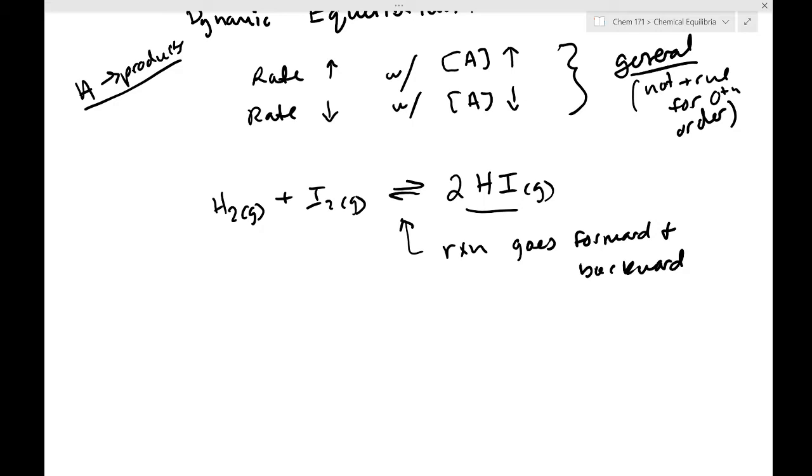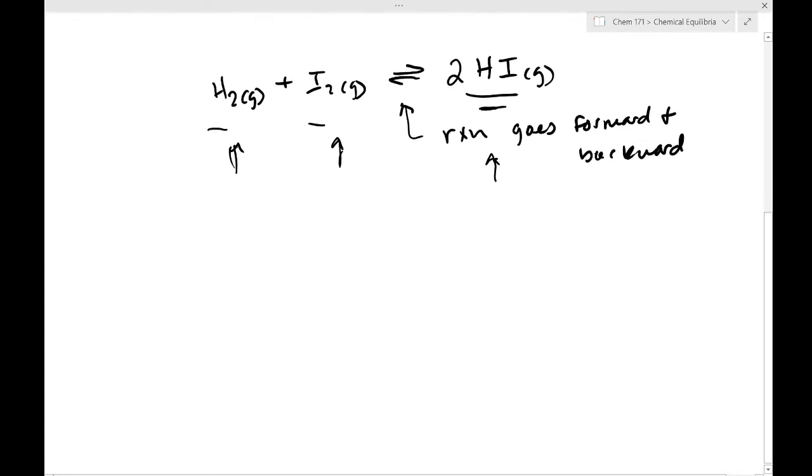As the reaction goes further and further, more and more H2 and I2 are consumed to produce more HI. So the forward rate is going to decrease over time because the reactants' concentrations decrease, and HI's backwards reaction into H2 and I2 is going to increase because its concentration is increasing.